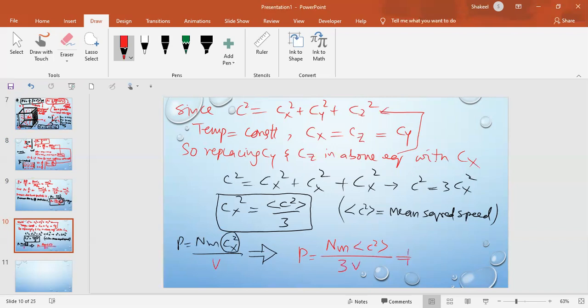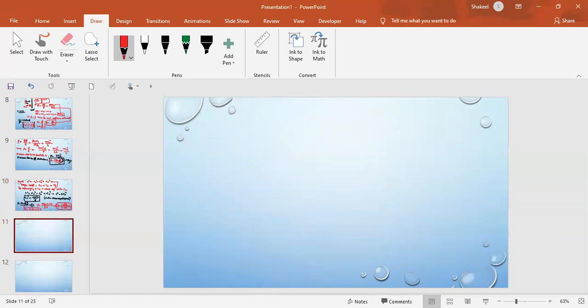Then when you rearrange it, it will be P equals 1 by 3 Nm by V c square. So this is the required equation that you need, and you can replace this with density as well. So pressure is 1 by 3 density c square. So that was our required derivation. Okay, moving along, we have to look at another derivation, which is kinetic energy versus temperature.